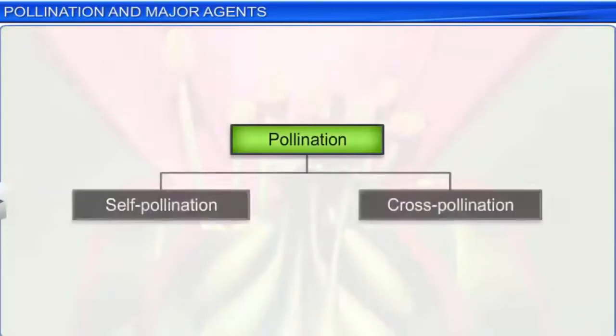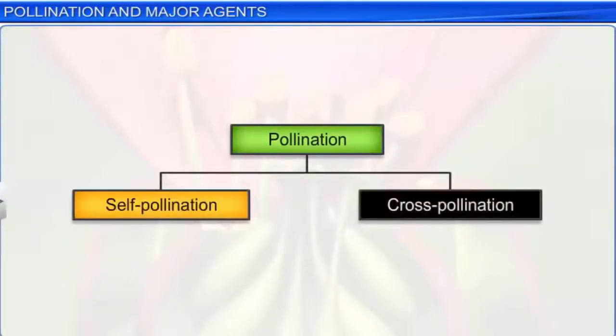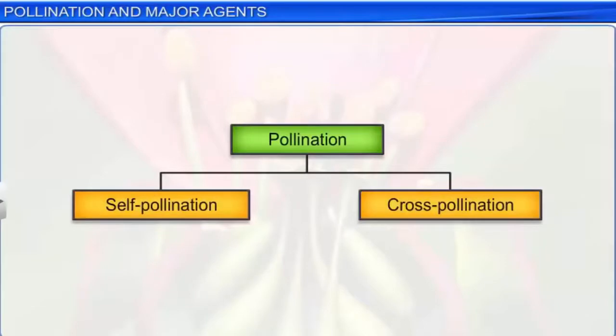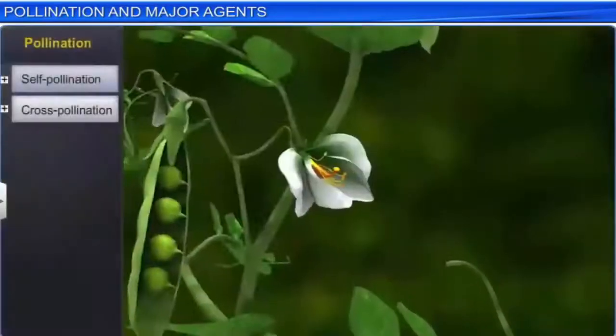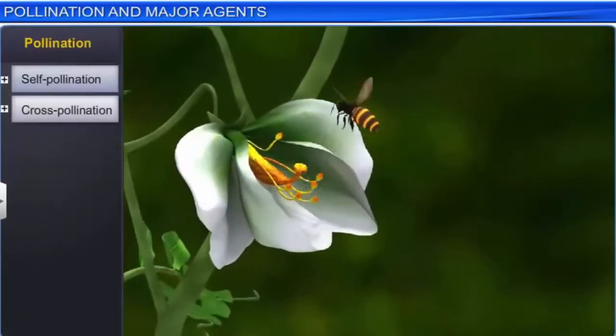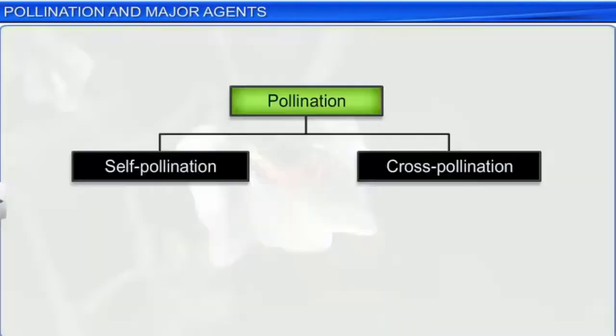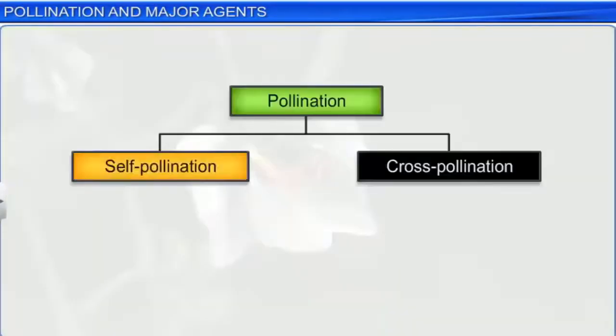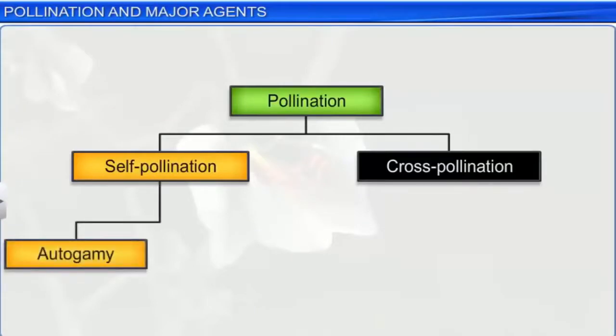Pollination can be of 2 types, self-pollination and cross-pollination. When pollination takes place within the same flower or between flowers of the same plant, it is known as self-pollination. In plants, self-pollination can occur either through autogamy or geitonogamy.